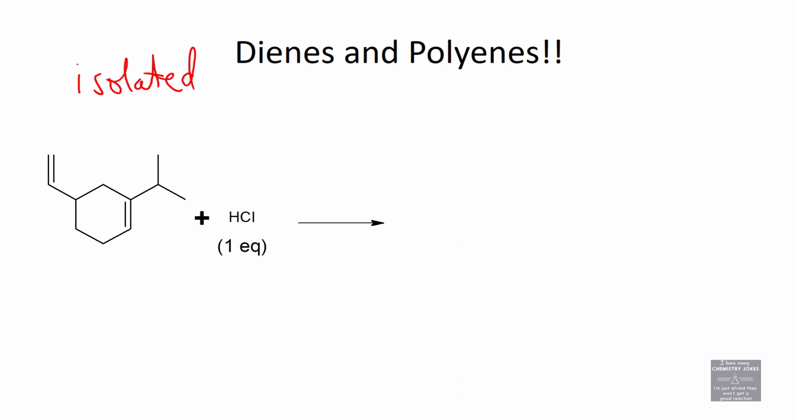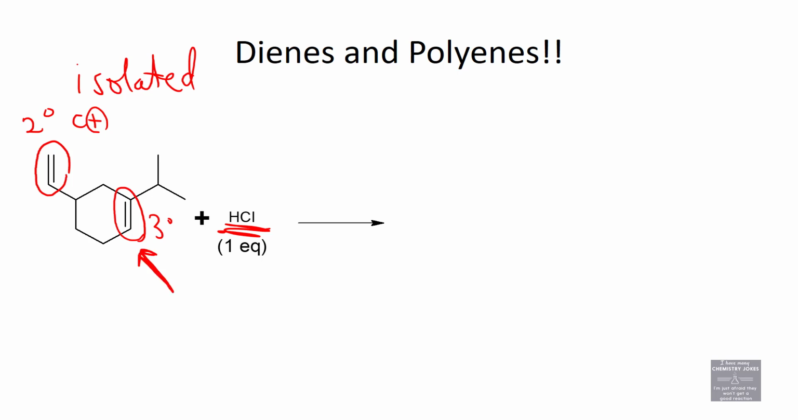If I were to react this alkene with HCl, we're going to make a carbocation, right? This alkene with HCl would make a secondary carbocation. That alkene with HCl would make a tertiary carbocation. Which one makes a more stable carbocation? This one. So we're going to react this one.